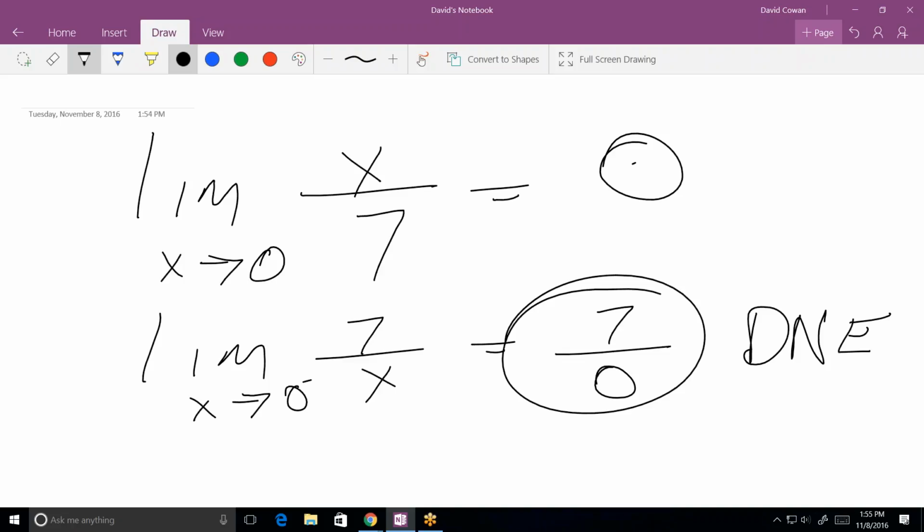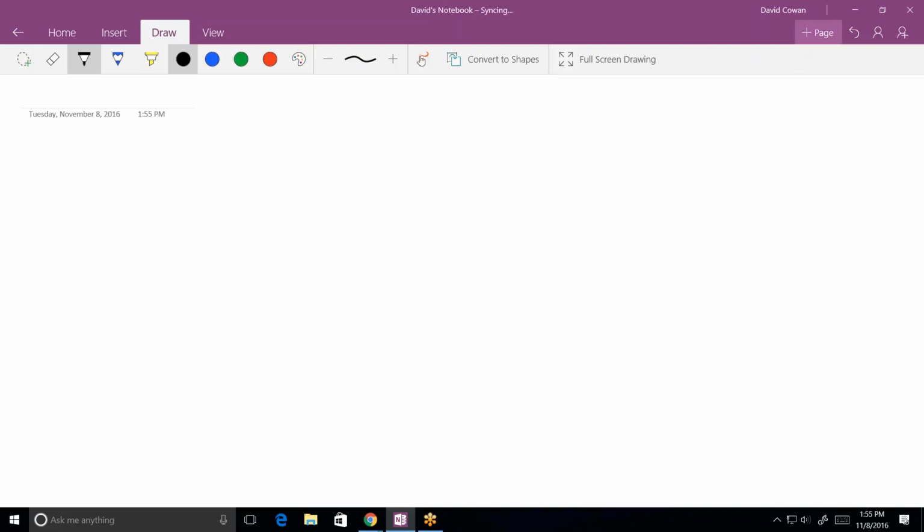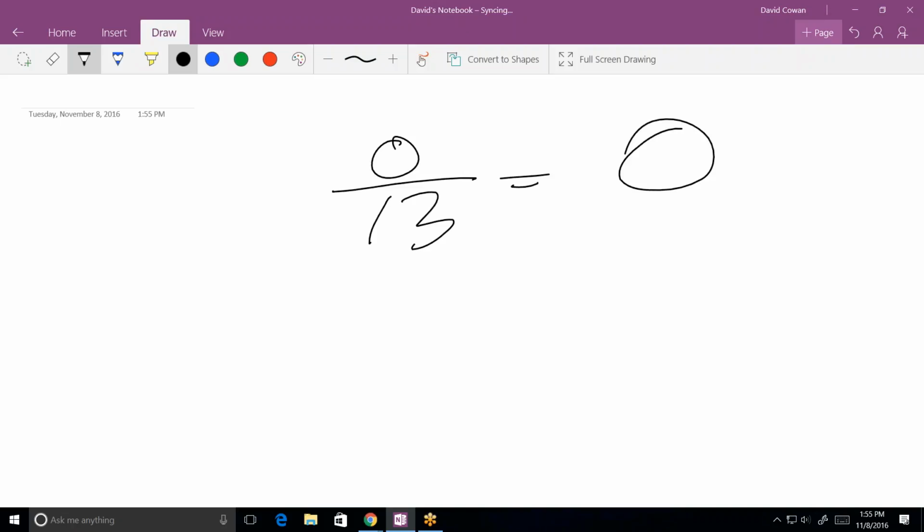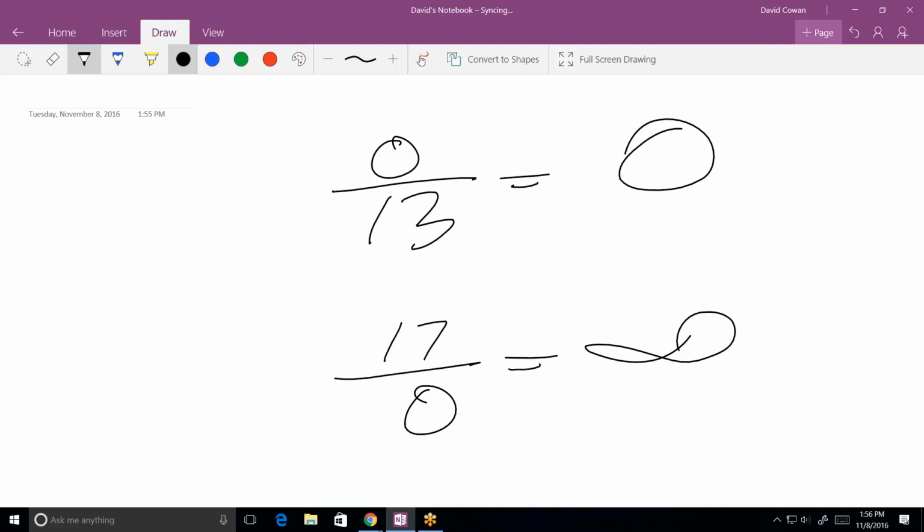In other words, the very first thing you have to have for a limit to exist is that the limit from the left has to be the same as the limit from the right. Okay? Whenever you divide by 0, you're basically looking at infinity, unless it's 0 over 0. If it's 0 divided by 0, it's called indeterminate, and you have to do more work to figure out what it is. But if you have 0 divided by a number, that's always 0. But if you have a number divided by 0, that's basically infinity.